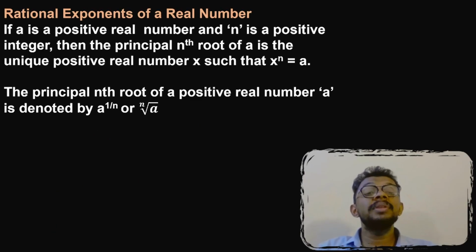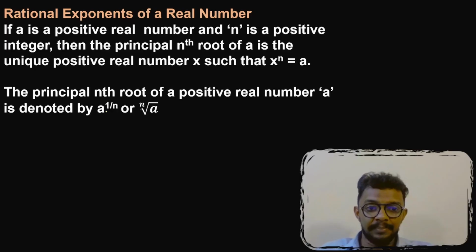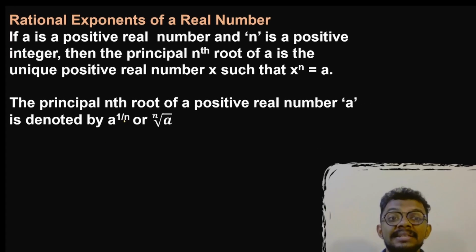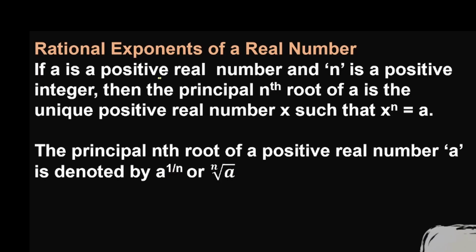Okay, it's time to continue. What happens if the power is a rational number, something like 1 by n type? Learn it. If a is a positive real number and n is a positive integer, then the nth root of a is the unique positive real number x such that x raised to n equals a. And not only that, a raised to 1 by n is the nth root of a. Maybe you didn't get it, but with a proper example, you will get it.